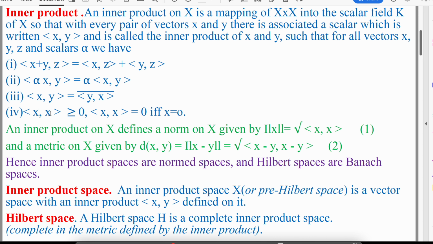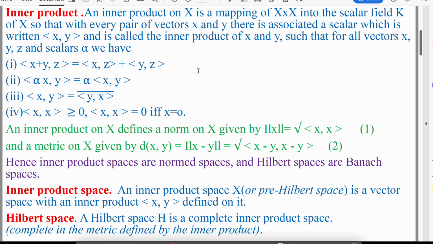Inner product of X with X is always greater than or equal to 0, and inner product of X with X is equal to 0 if and only if X is equal to 0. So if all the four properties are satisfied, then this representation denotes the inner product of X and Y, and it is a mapping from X cross X to a scalar field K.